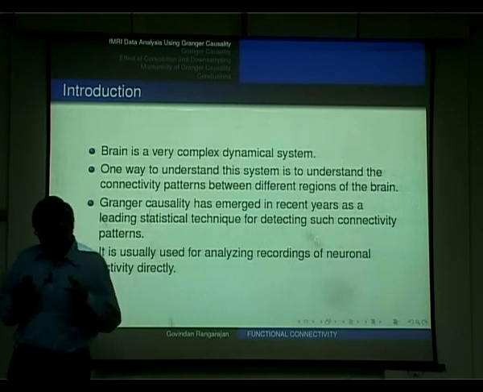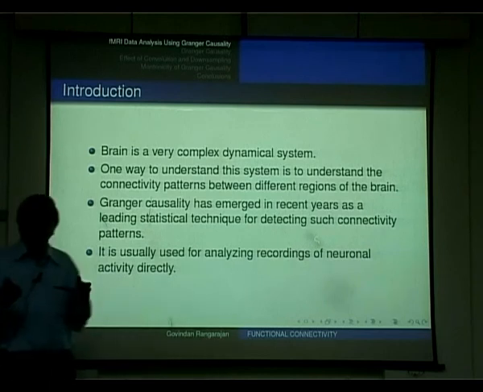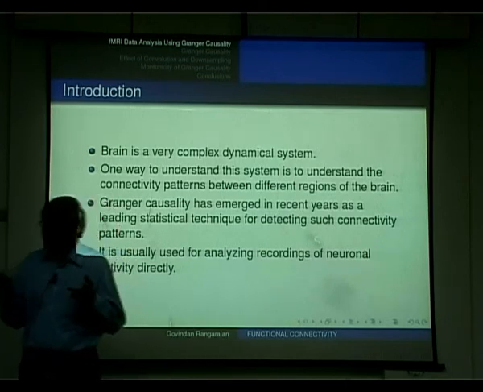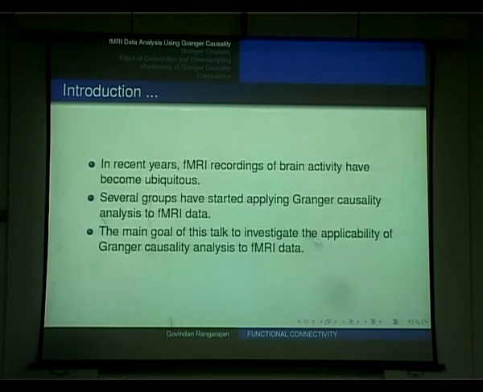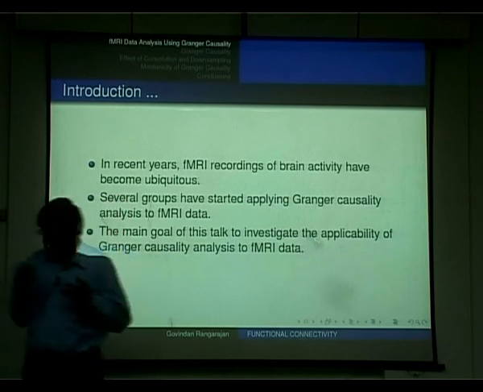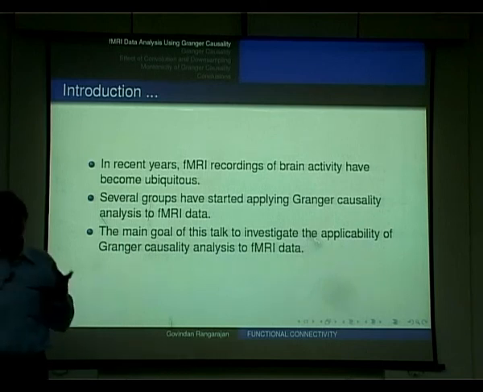Granger causality has been very effective in analyzing neuronal activity directly. So suppose you have LFP, local field potential recordings, or EEG data, things like that. There, it has been used quite effectively in looking at causal relations between different regions. But there are issues, as we shall see, in using Granger causality for fMRI data. And as all of you know, fMRI recordings have become very ubiquitous, and several groups have now started applying Granger causality analysis to fMRI data.